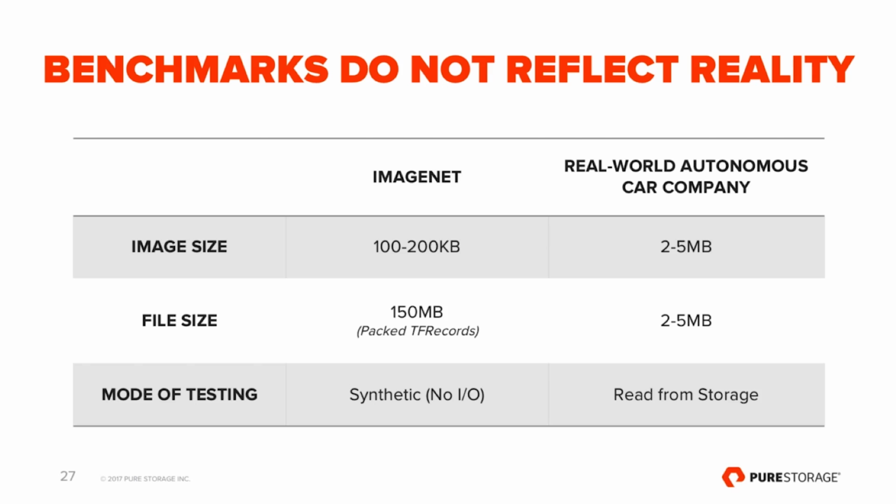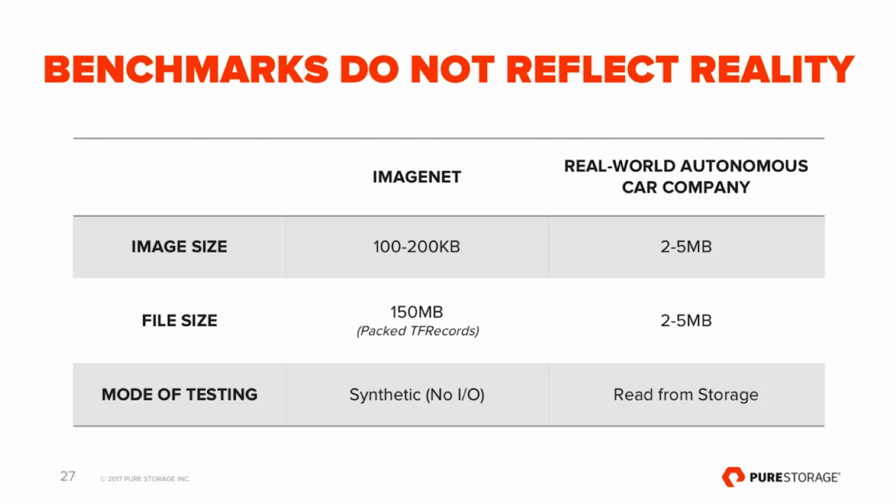The file size is kind of interesting. The way that ImageNet does their benchmark is they pack a bunch of images into a single file, right, into a TF record. While that's interesting, in the real world, you wouldn't do that because you want to randomize your data access as much as possible. So you want to access individual files as you train.